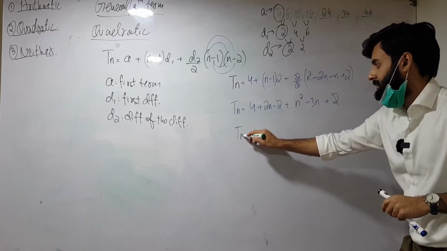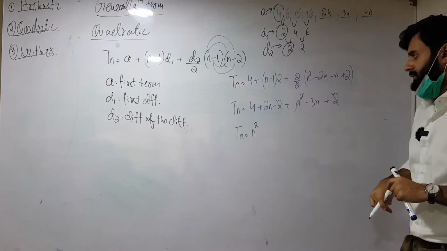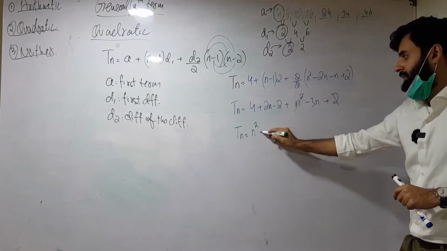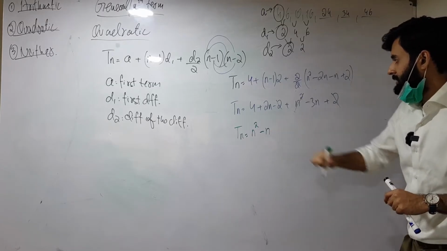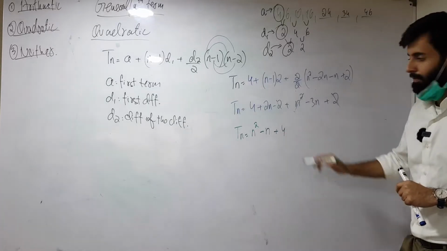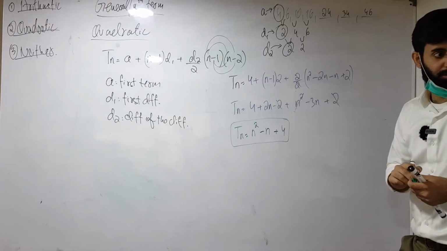Now let's start simplifying it. So we have n square. I've written this, so I'm just going to put a cross here, so that I don't end up using it again. Plus 2n minus n will give me what? That's going to give me minus n. Very good. And then we just have a plus 4 that's left. So plus 4.